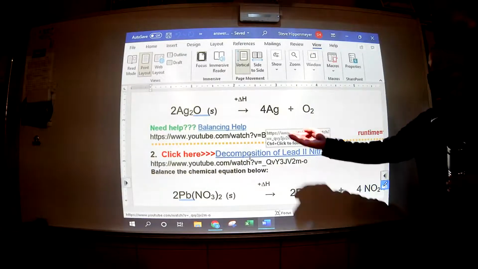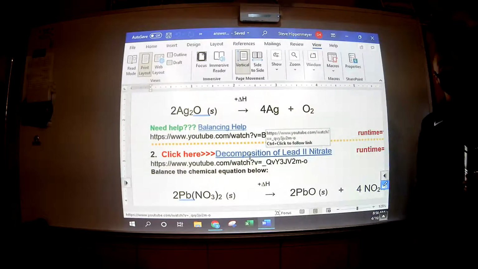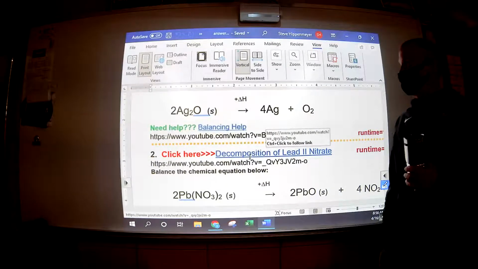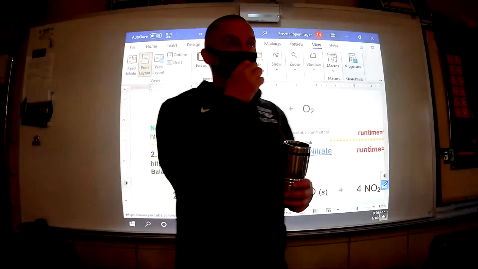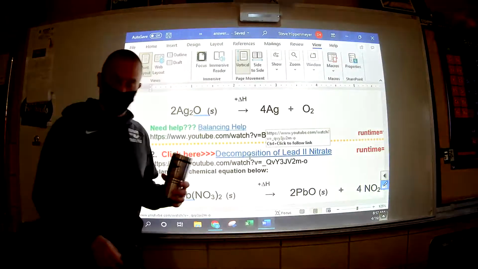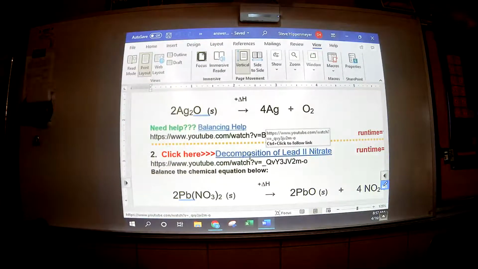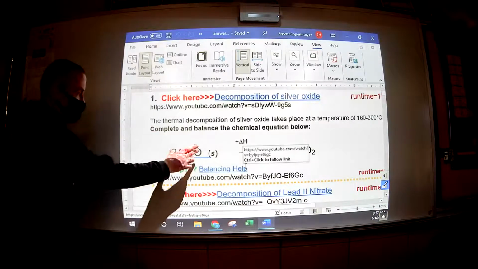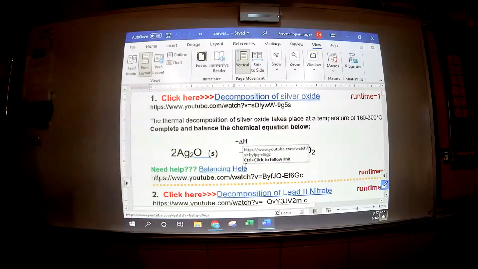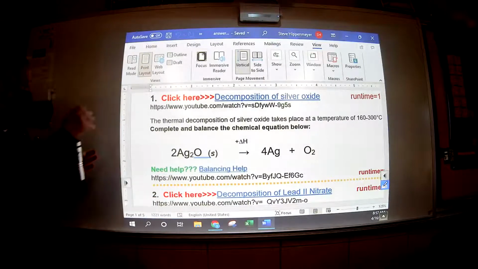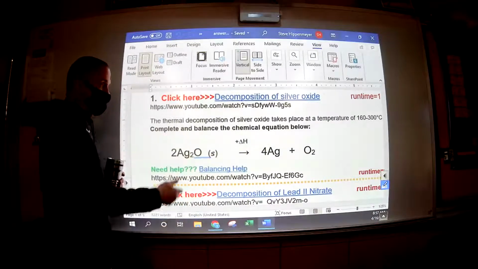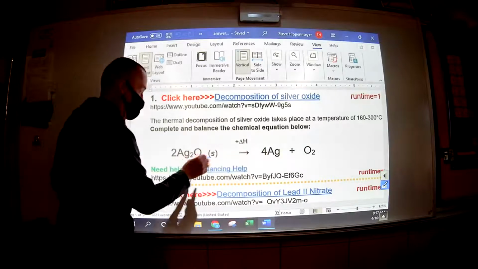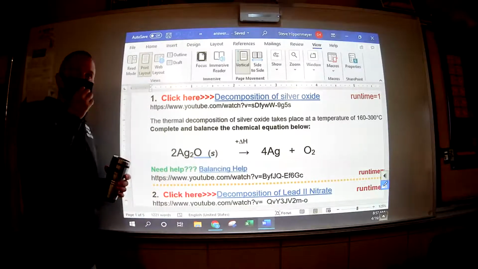How did we know? They tell you what the products were in this first one. Did they tell you the products? No. How would you know what the products were? They told you it was a decomposition reaction. Decomposition reaction means that we start with one compound and it breaks apart. Well, this is not a hard one to break apart. We only have silver and we have oxygen. That's all we have. Silver and oxygen.